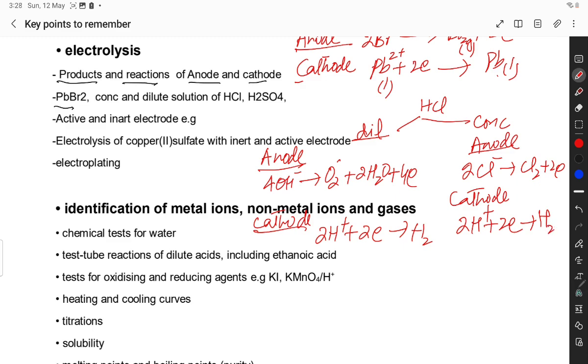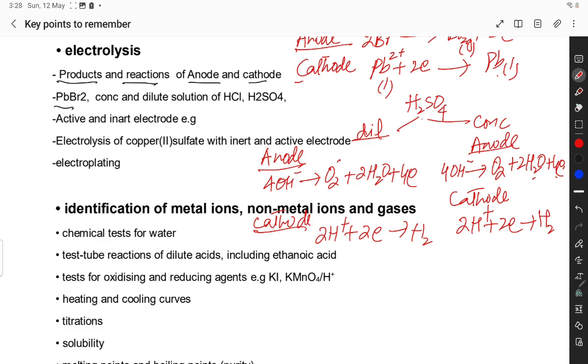And similarly, the same equation applies for H2SO4. For example, if H2SO4 is written over here, in both cases, because sulfate is not discharged at the anode, 4OH negative, a similar equation like dilute: oxygen plus 2 water plus 4 electrons. So these are the reactions of sulfuric acid.